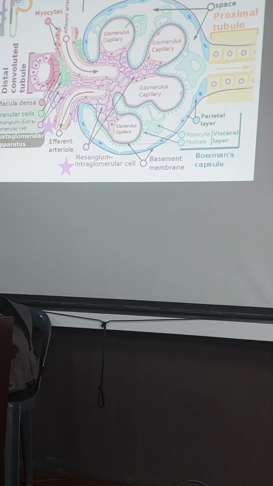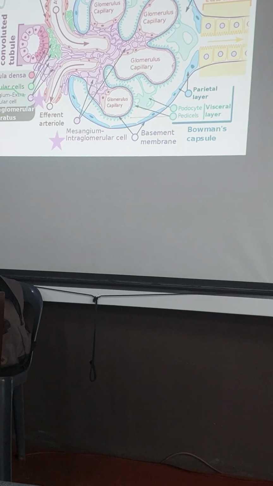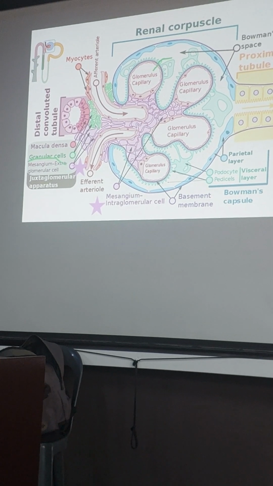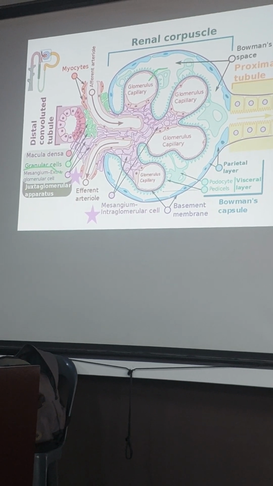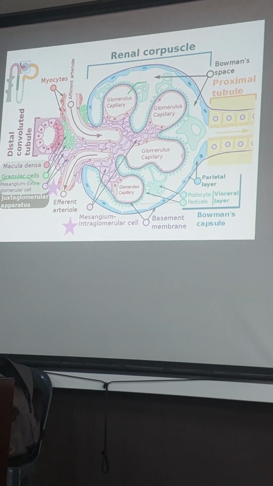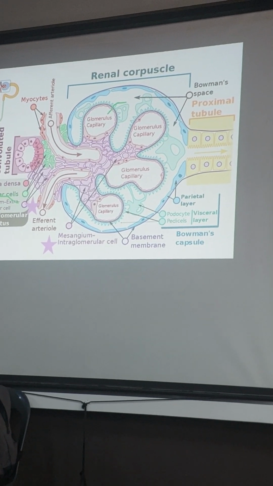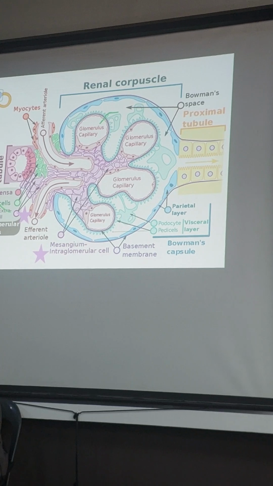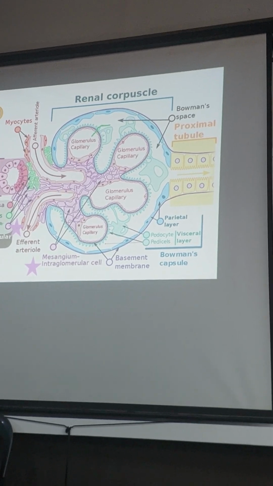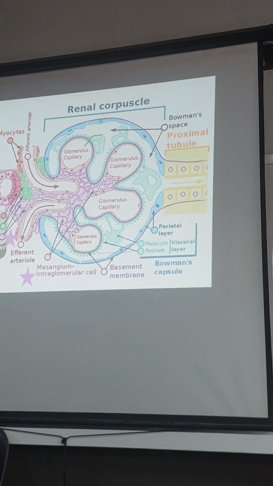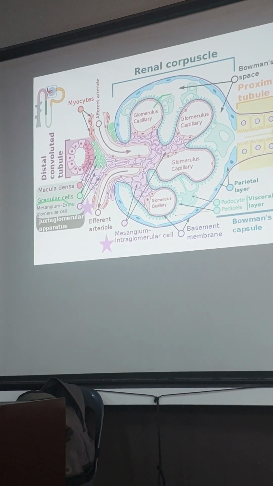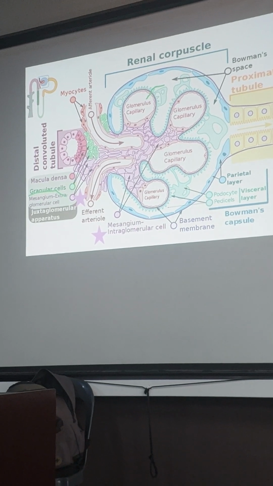The next cell, the full terminology of the next cell is called the juxtaglomerular granular cells, or the JG cells. Okay? Here they call them granular cells, but the full name is juxtaglomerular granular cells, JG cells. Okay? These are modified smooth muscle cells that contain granules. Do you know what granules are, or what's being stored in the granules? What do you think is being stored there? That's correct. It's renin. Renin.